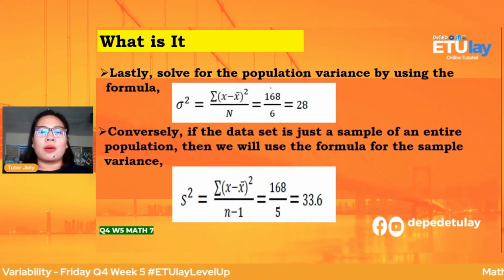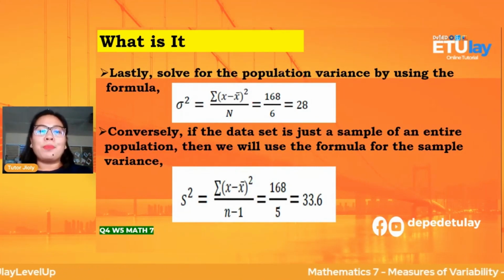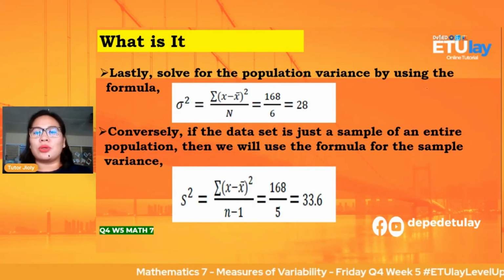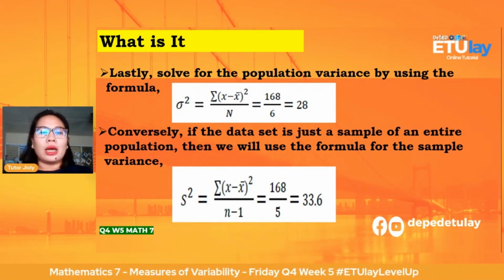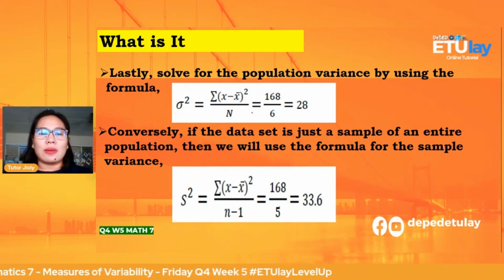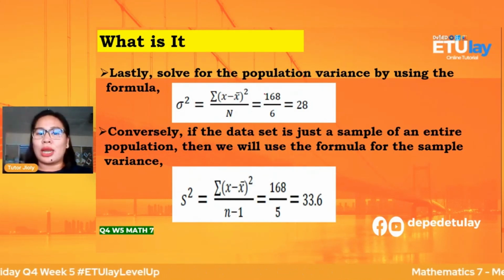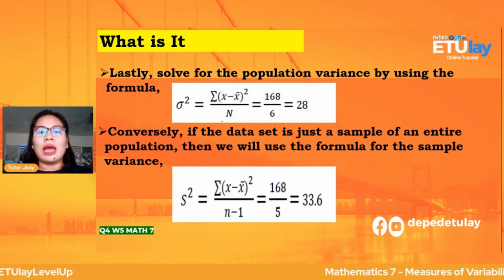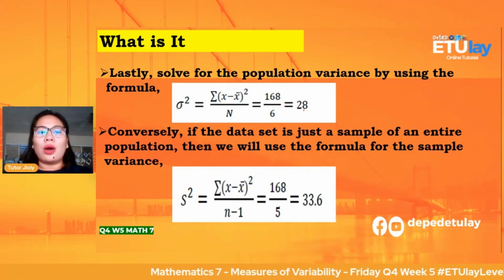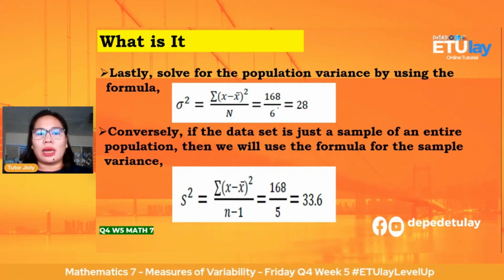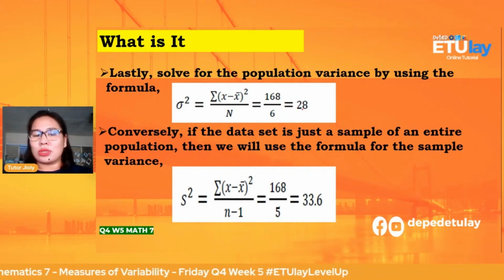So, we're going to do substitution again. To solve for the population variance, we use the formula. Here is the formula. So, substituting, we add everything: 168 divided by 6 is 28. Now, our population variance is 28, that's the answer.